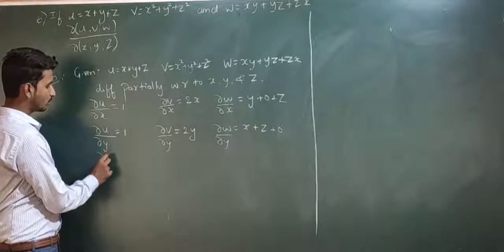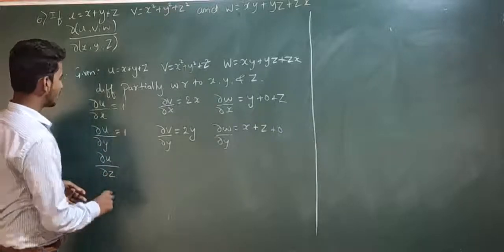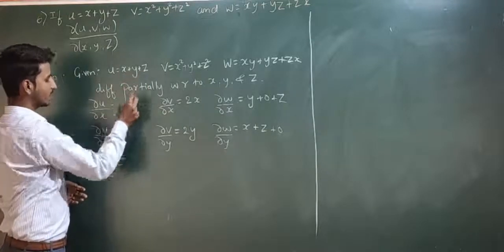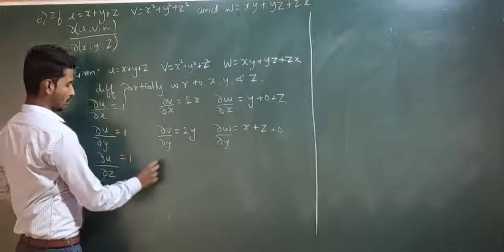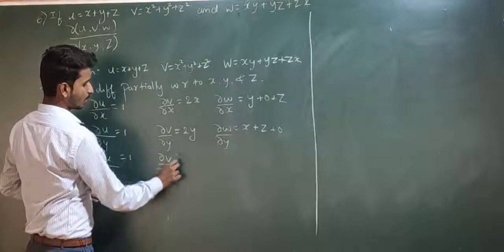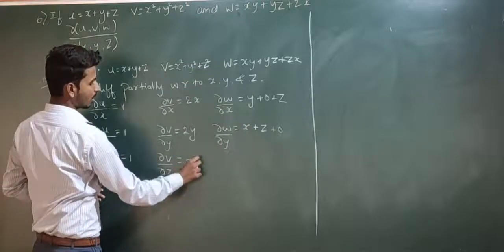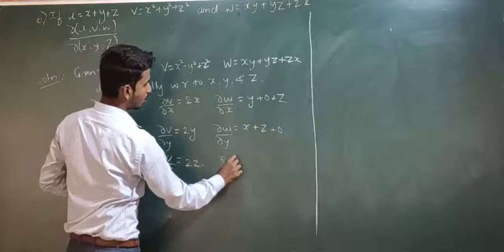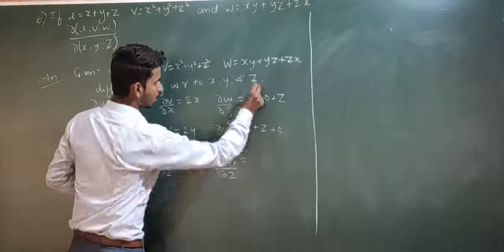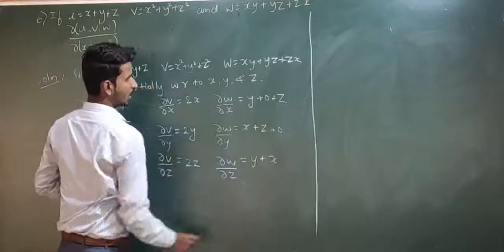Next, we have to differentiate partially with respect to z, that is dou u by dou z. Here x and y are constant, so the value is 1. Next, dou v by dou z is equal to 2z, and dou w by dou z is y plus x.